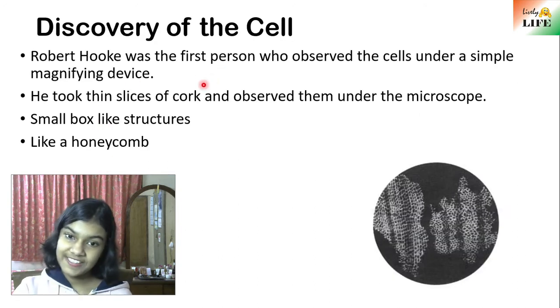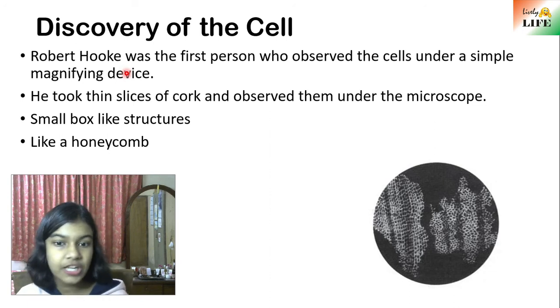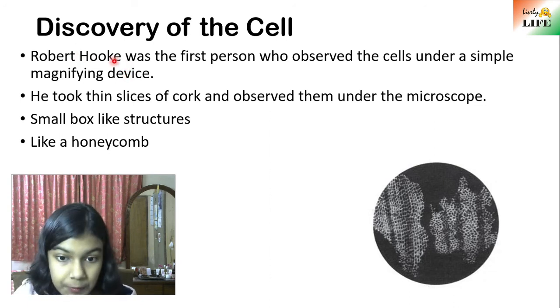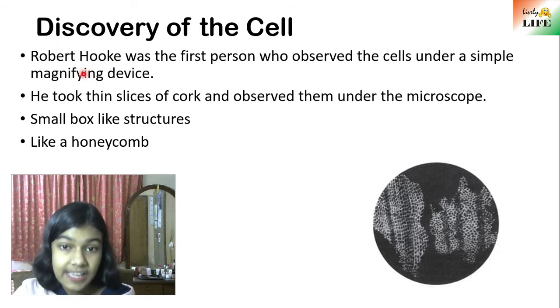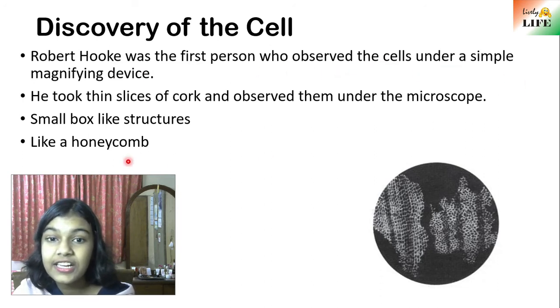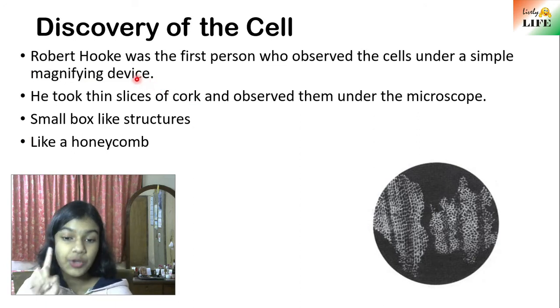Discovery of the cell. How was the cell discovered? We cannot see the cells, right? So how was it discovered? A scientist named Robert Hooke was the first person who observed the cells under a simple magnifying device. Robert Hooke was the first person who observed the cells.